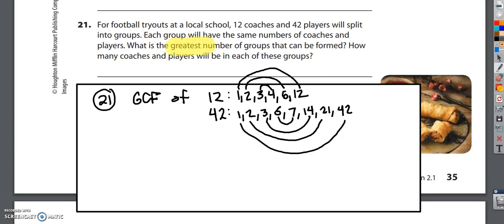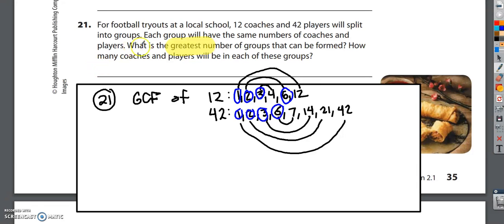So what's our greatest common factor? Well, the factors in both lists include 1 and 2 and 3, not 4, but 6. And the greatest factor of both is 6. So right off the bat, we could come over here and write 6 groups.